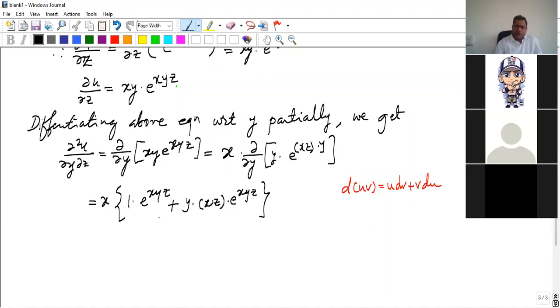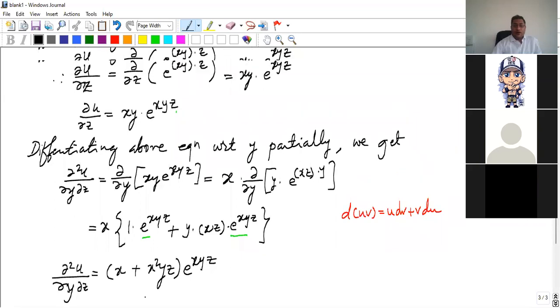Are you able to get this derivative? Yes, sir. Okay, so let us simplify. This x I will multiply, so I will have x plus x square yz, and this term is e raised to xyz. Are you getting this term? Here I have taken e raised to xyz common and multiplied by x inside. So here I have xyz, and multiplied by x it becomes x square yz, and here 1, multiplied by x, gives x. So what we got here is ∂²u/∂y∂z.